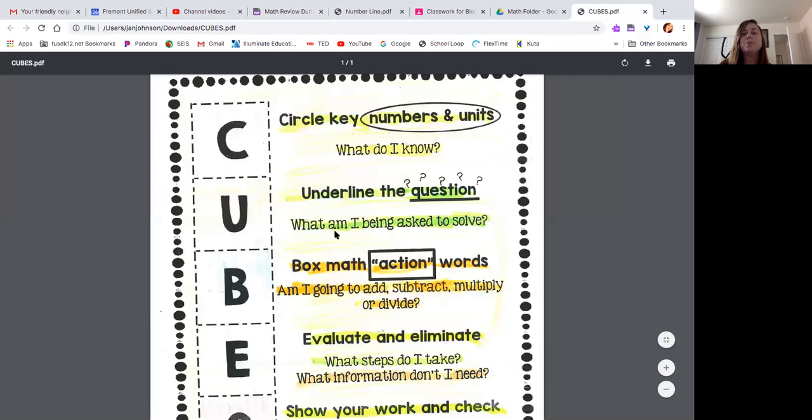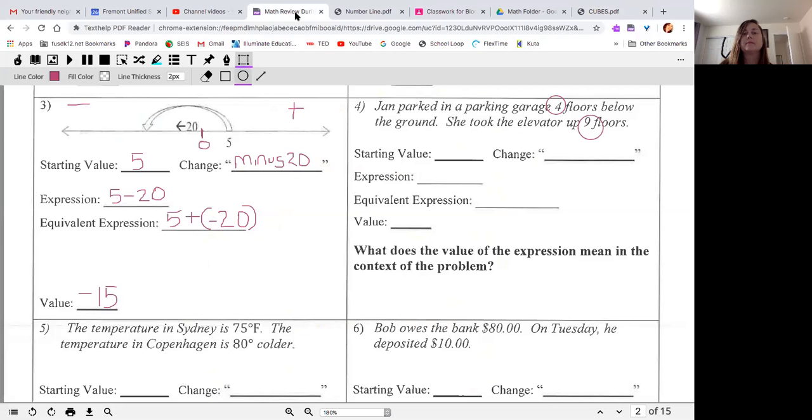Underline the question. What am I being asked to solve? Okay. But it didn't tell me to solve anything. Ms. Johnson, you're right. It's tricky. It's down here at the bottom because we have to solve this. So the question is, what does the value of the expression mean in the context of the problem? So this is what we are answering. Okay, got that.